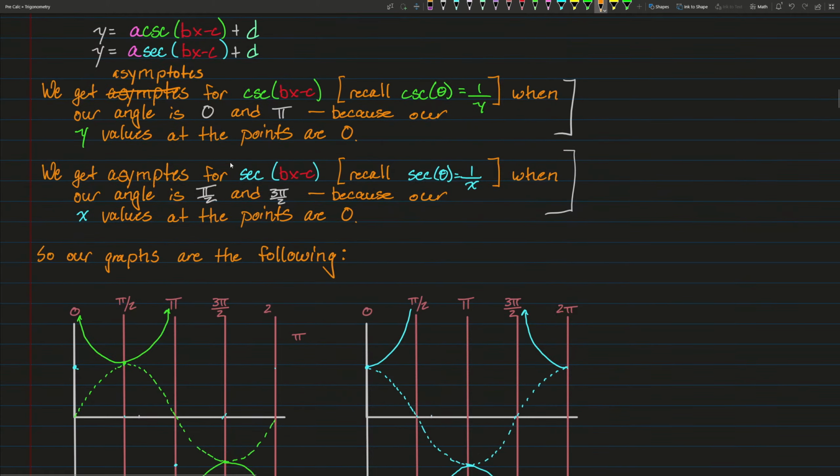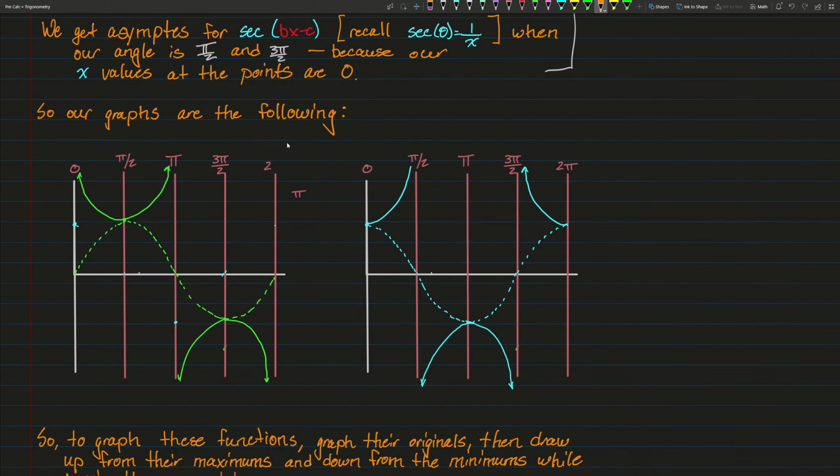And then for graphing secant, we would just draw the cosine graph, and then again draw up from the maximums and draw it down from the minimums. And we're going to get asymptotes at pi over 2 and 3 pi over 2. And then for cosecant, it's going to be 0 and pi. So our graphs are going to look like this.